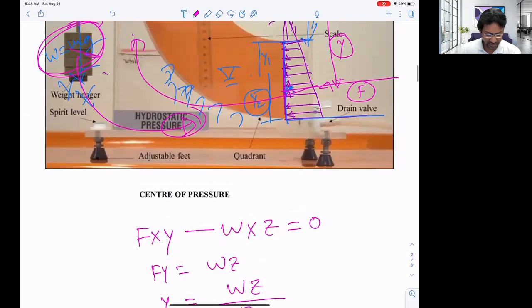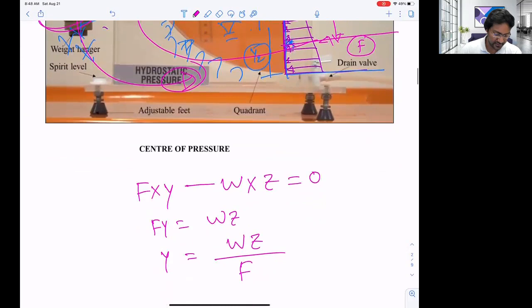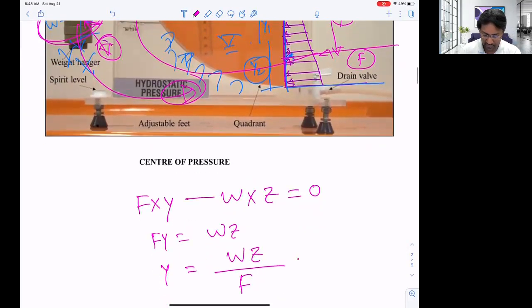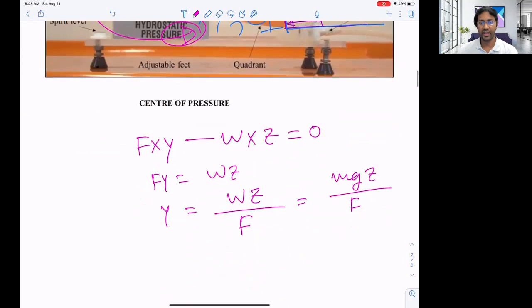See, we can calculate W if we know the total mass here. We'll know the total mass, and then we can multiply this by g and then divide by F. And we need to calculate F. How can we calculate F?